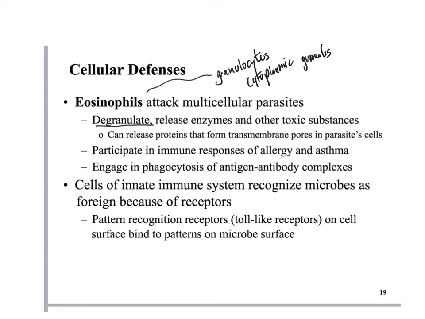So the cells of the innate immune system, eosinophils, natural killer cells, and neutrophils, recognize microbes as foreign because of receptors. On the cell surface there are receptors, such as toll-like receptors, that identify cells for what they are. Natural killer cells bind to the cell and then influence release of the granules and cause apoptosis or breakdown.